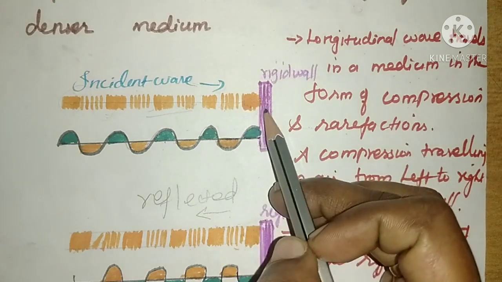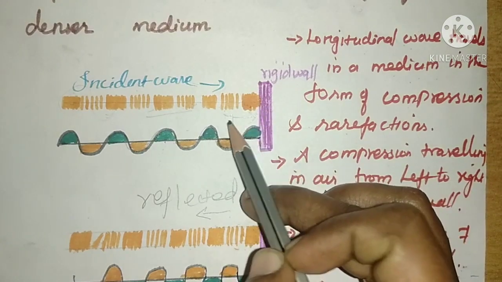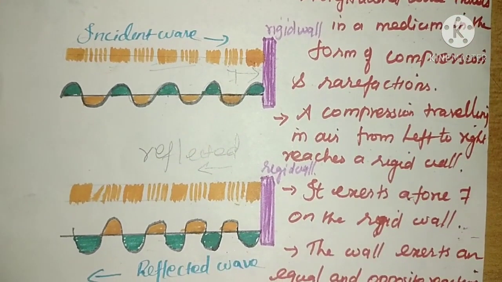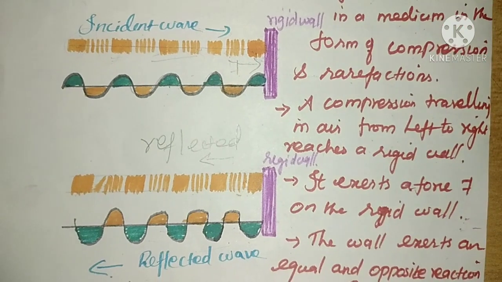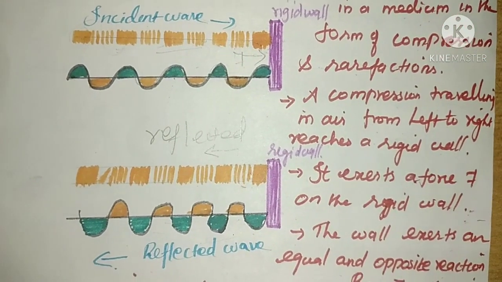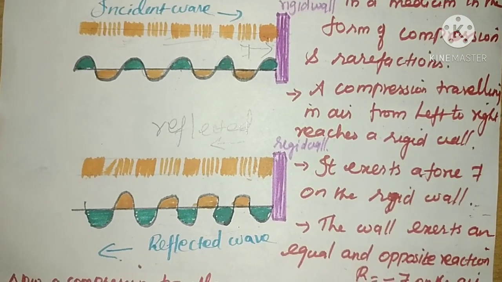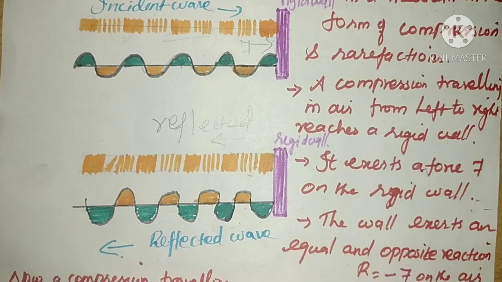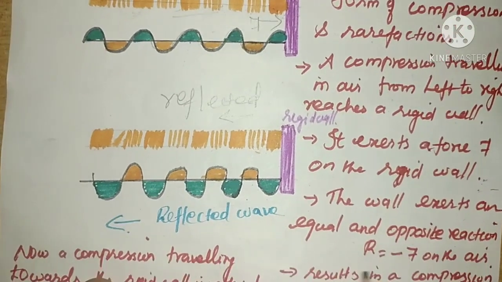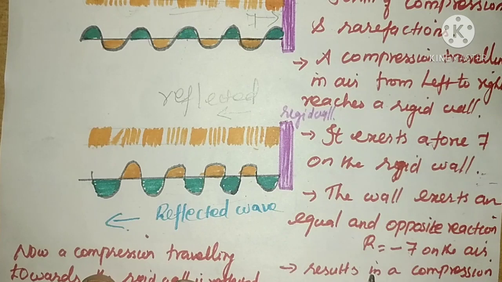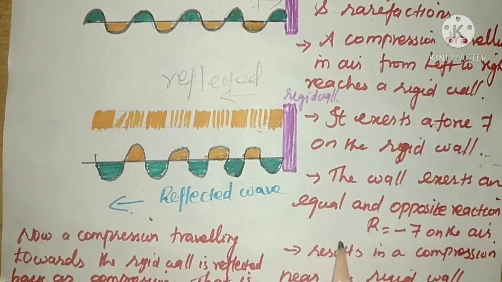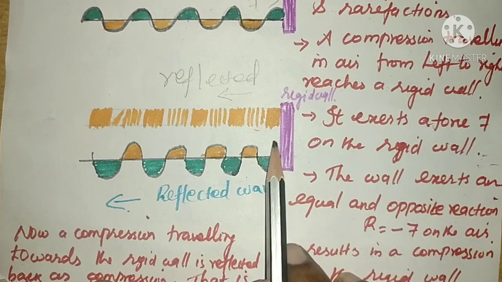When it reaches the rigid wall, it exerts a certain force. The wall will also exert an opposite reaction force on the air. The reaction force is equal to minus F. Reaction force is equal to what? Minus F. And what is the result? The compression is formed nearer to the wall. So the result is that compression is formed nearer to the wall.